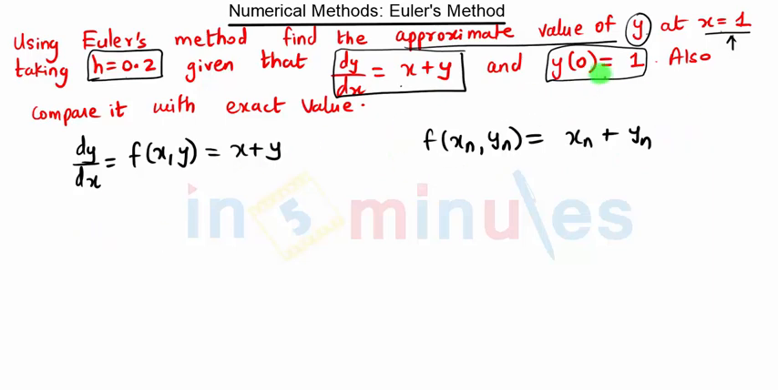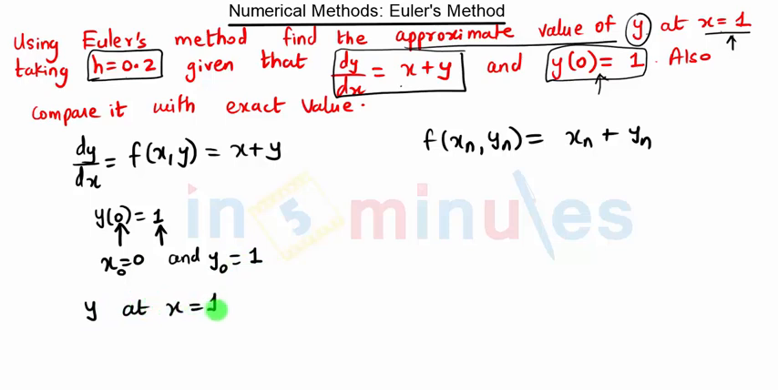Now we are given the initial conditions. So initial condition is y of 0 equal to 1. This term will be x and this term is y. So x is 0 and y is 1. So this will be x0, y0. Okay, so we got the initial condition. We have to find y at x equal to 1.